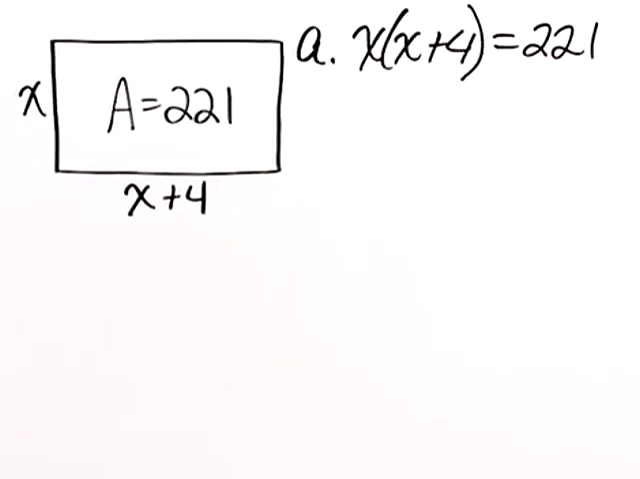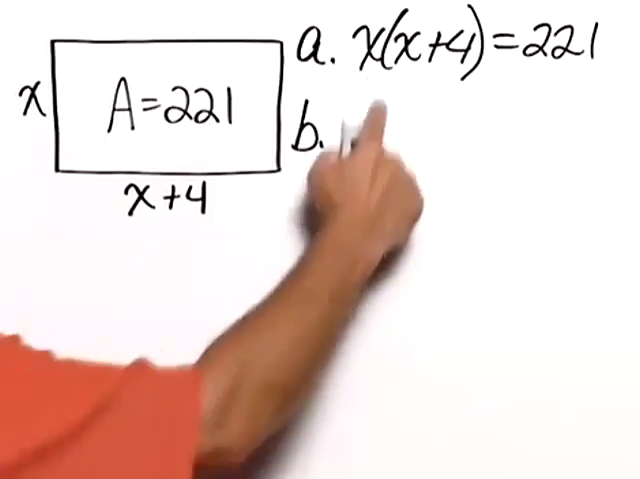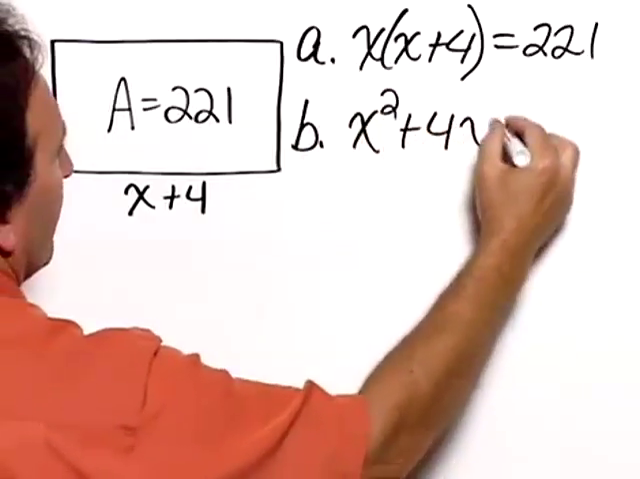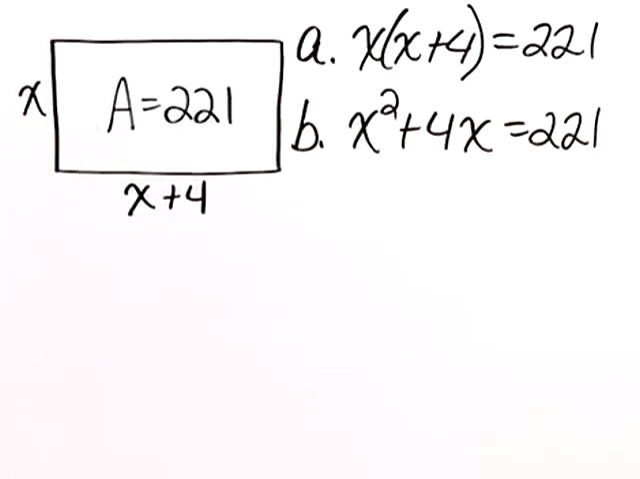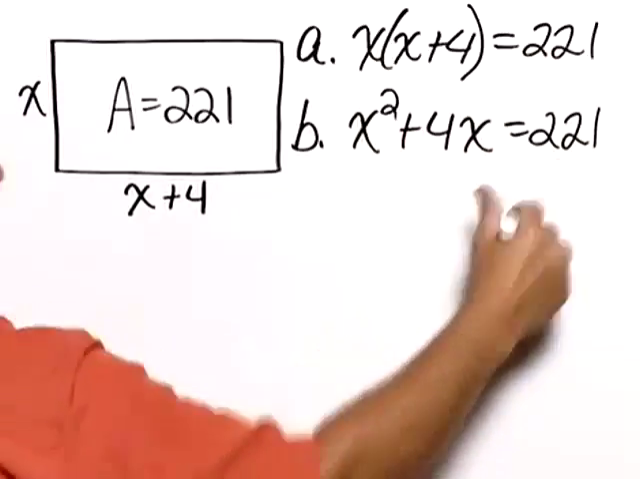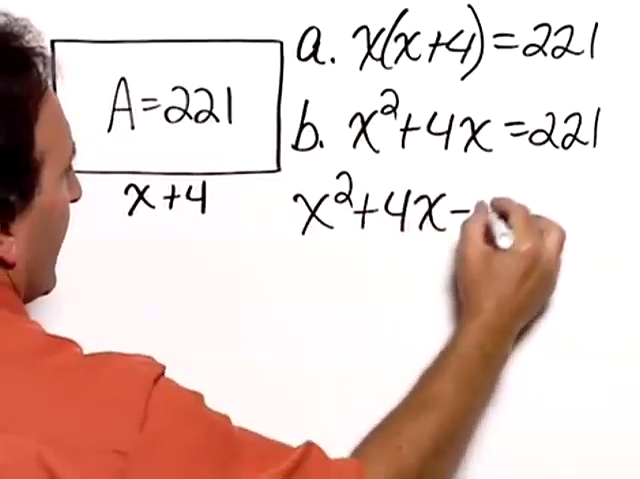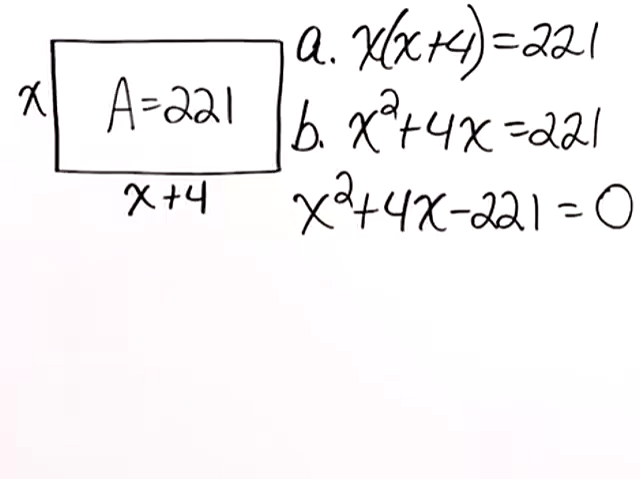Now, part B, we're to solve that equation. So the first thing I'll do is to distribute the x to get x squared plus 4x equals 221. The next step would be to get a 0 on one side. The easiest way to do that is to subtract 221. And so we'll have x squared plus 4x minus 221 equals 0.